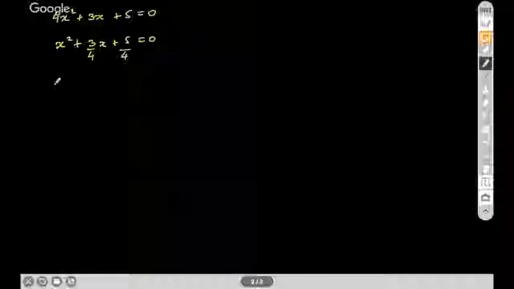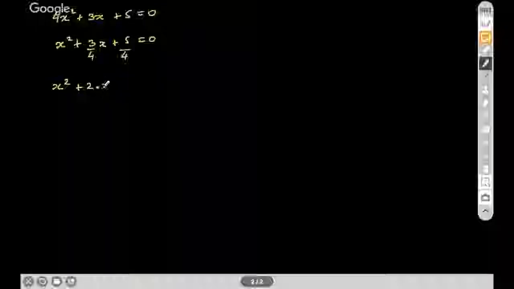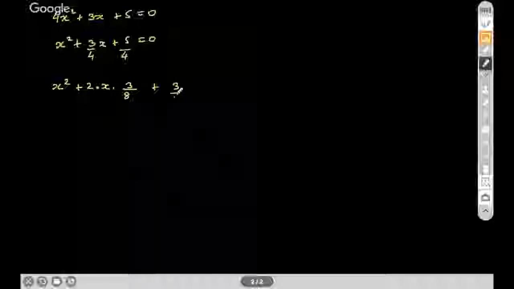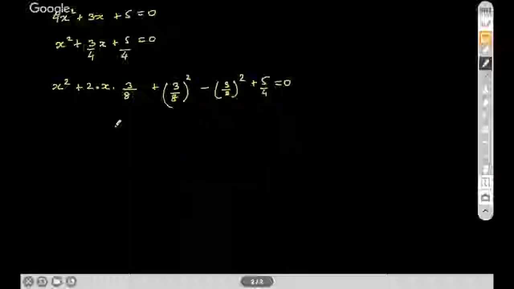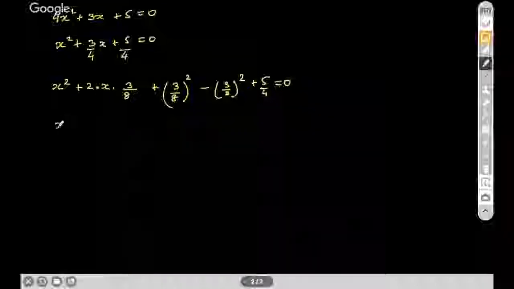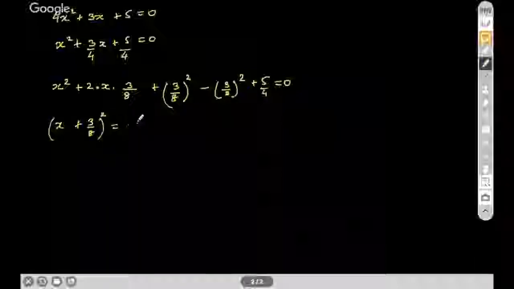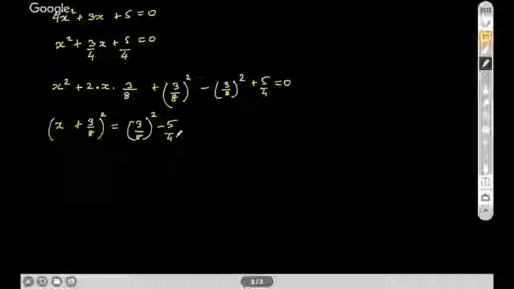Okay, so now what do I do? x square plus twice of x into 3 by 8. Why? Because I have to multiply 2 in the denominator. And then the b part here is 3 by 8. So hence you have to write 3 by 8 whole square. But then as you added something, you have to subtract also. So 3 by 8 whole square, and then here it is plus 5 upon 4, which is equal to 0. Okay, so hence what do I get? I get x plus 3 by 8 whole squared is equal to 3 by 8 whole squared minus 5 upon 4.